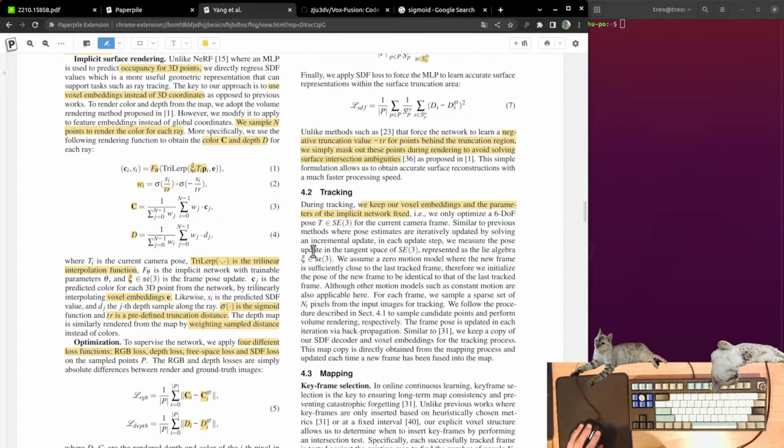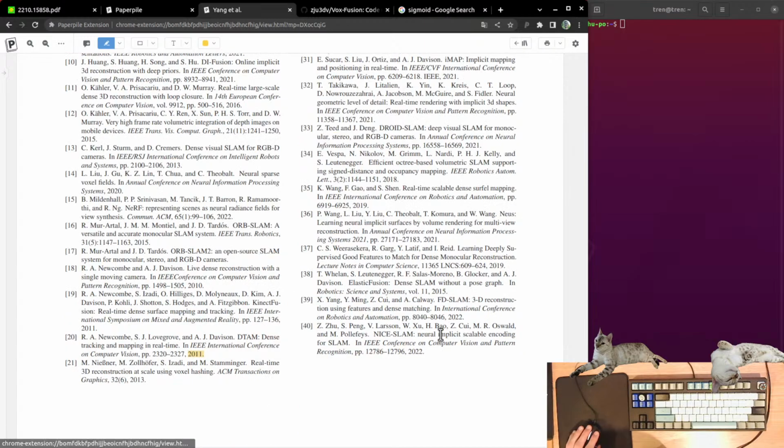Suppose update in the tangential space. We assume a zero motion model where the new frame is sufficiently close to the last tracked frame. Therefore, we initialize the pose of the new frame to be identical to that of the last tracked frame. That kind of seems wrong, right? Okay, for each frame, we sample a sparse set of NT pixels from the input images for tracking.